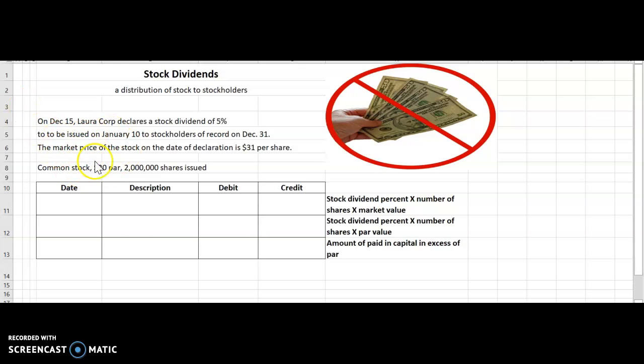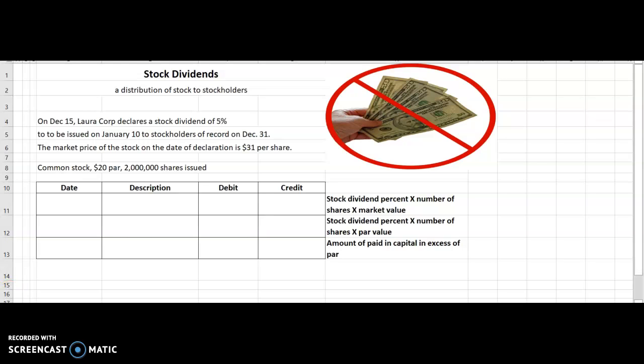So here we have the given information, and down here we are going to prepare the journal entries. A stock dividend is a distribution of shares of stock to stockholders, and let me explain why they might do this. Maybe the corporation wants to give dividends to their shareholders, but they don't necessarily have the cash to give out. So what they may do instead is issue stock dividends.